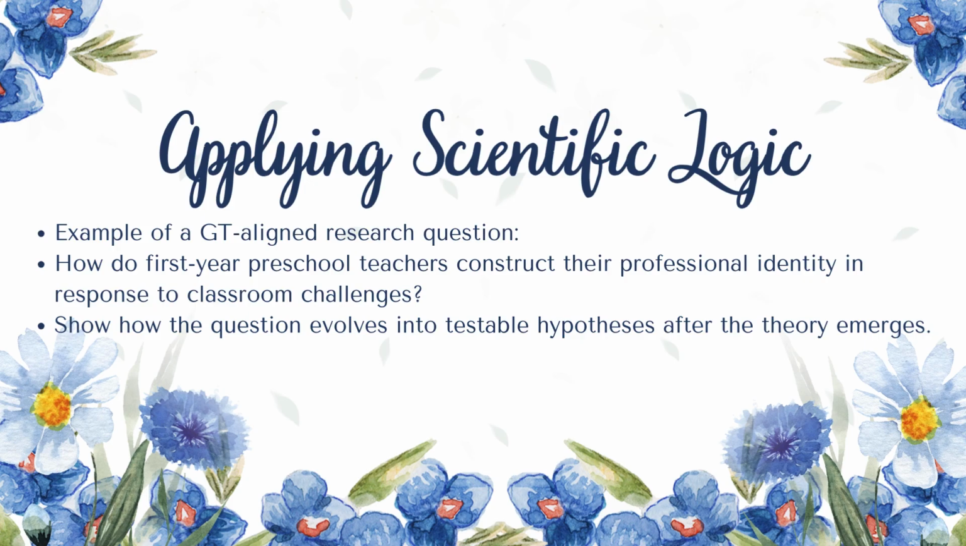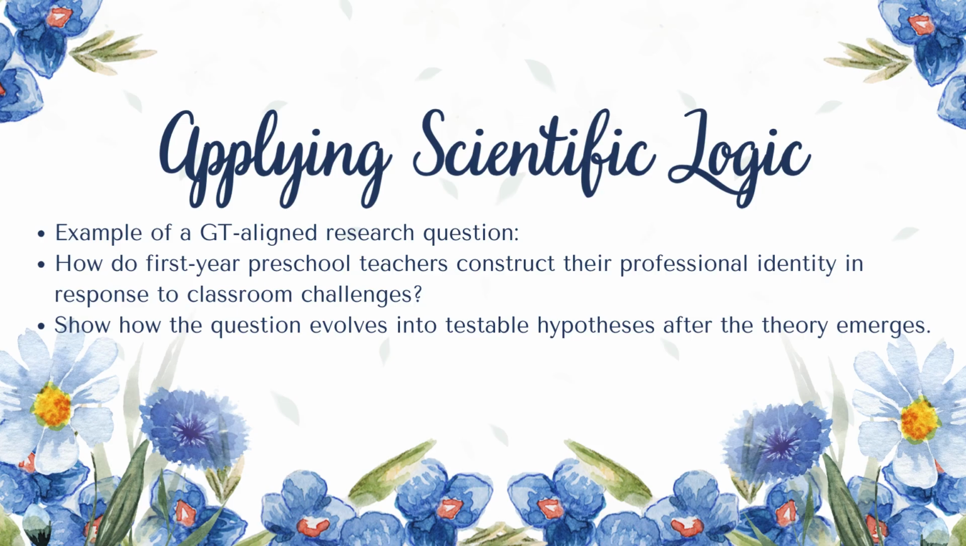Now, a grounded theory research question might begin really broadly, and an example would be: how do first year preschool teachers construct their professional identity? From analysis, a model might emerge showing stages of identity negotiation, and later we could refine this into a testable hypothesis for mixed methods or quantitative research. And this shows how grounded theory contributes to the cycle of scientific inquiry.